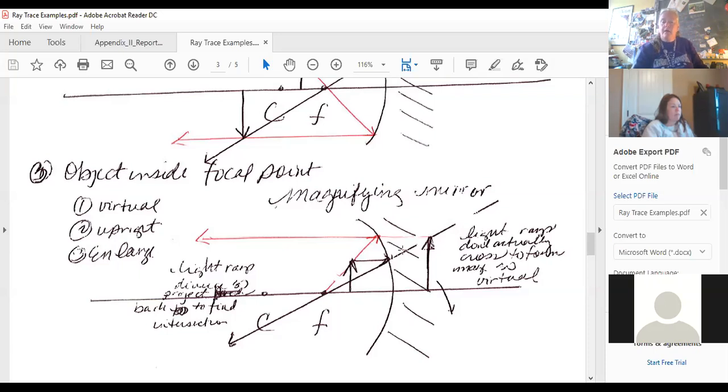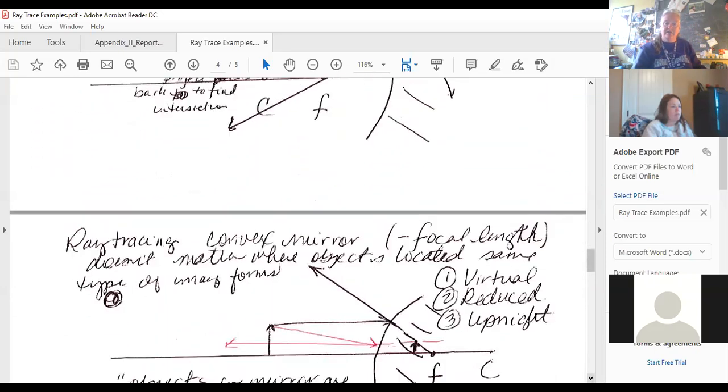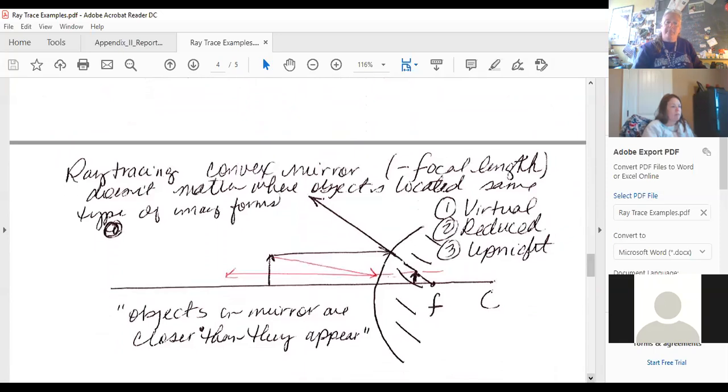Okay. Now, that's a concave, in other words, it caves in mirror. Now, convex mirrors are your diverging mirrors, or they bow out. Okay. So they will do the same thing as the diverging lens. They will always form a virtual reduced upright image for the same reasons.